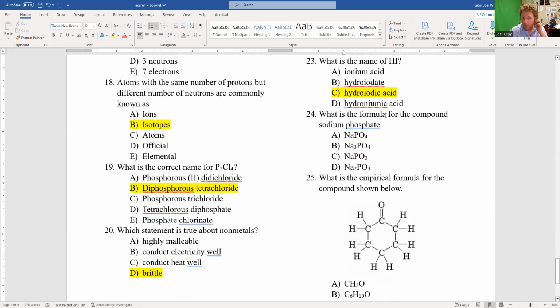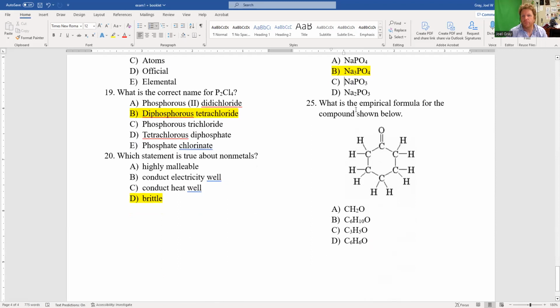What is the formula for the compound sodium phosphate? Well, for this, you have to remember that phosphate is PO4 3 minus. So you're going to have 3 sodiums and 1 phosphate, so Na3PO4.